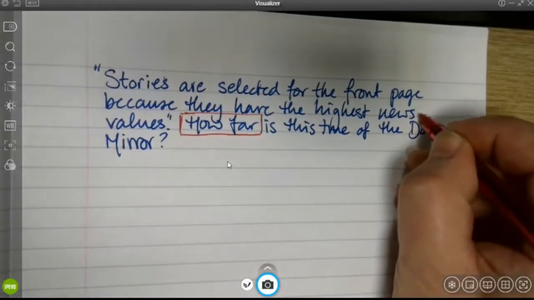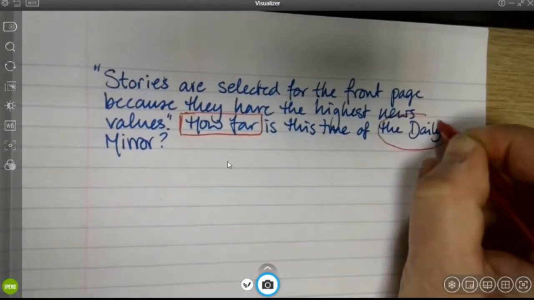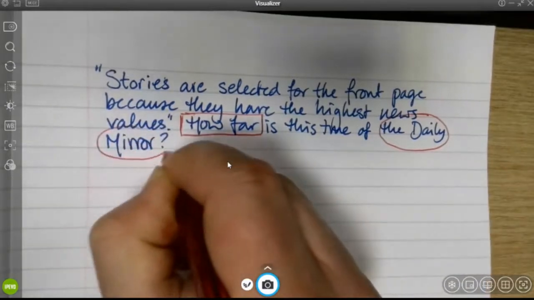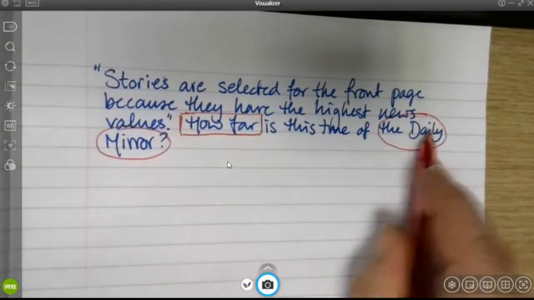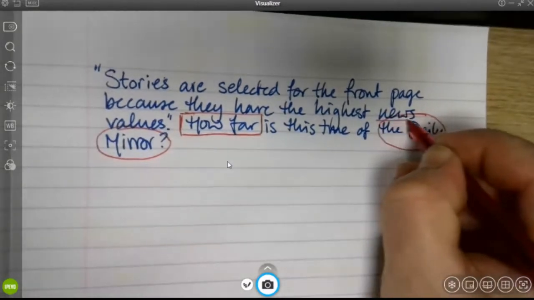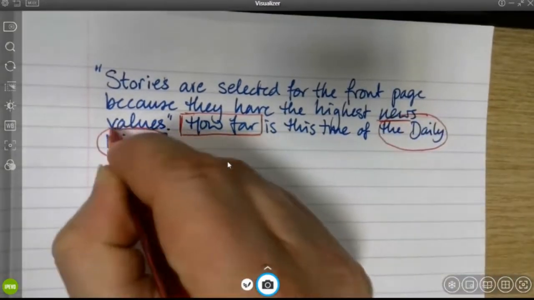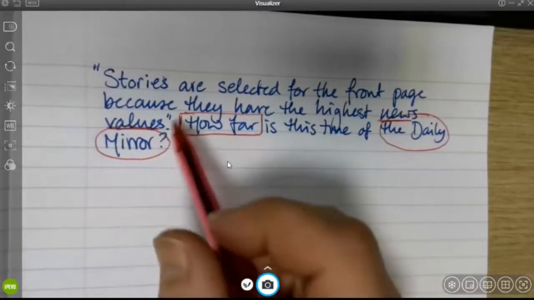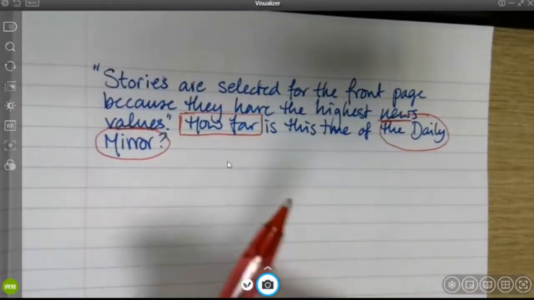Now, we know that the CSP is the Daily Mirror. Okay, so we've boxed the command words, circled the CSP, and now we need to underline the media knowledge. Well, let's have a look. It says here, news values. Okay, so we are going to be writing about news values.